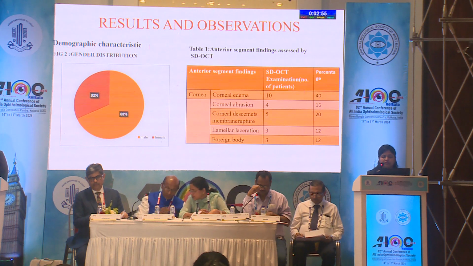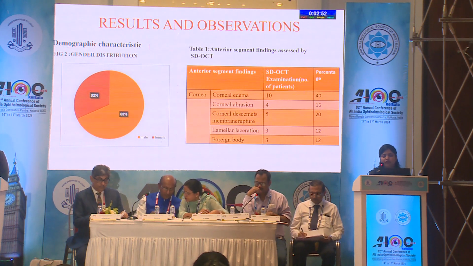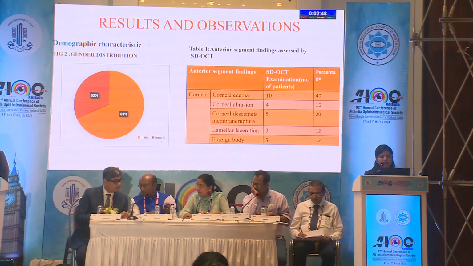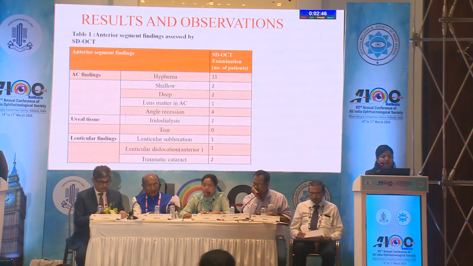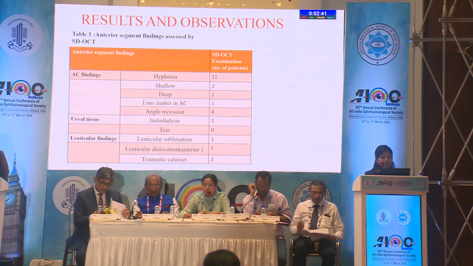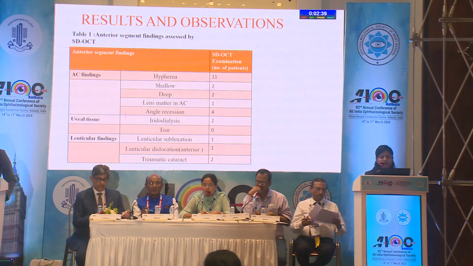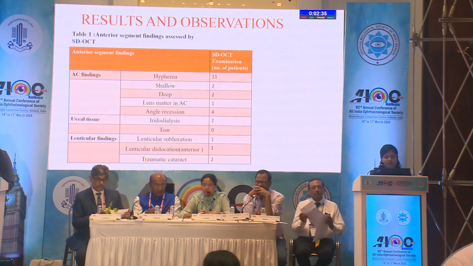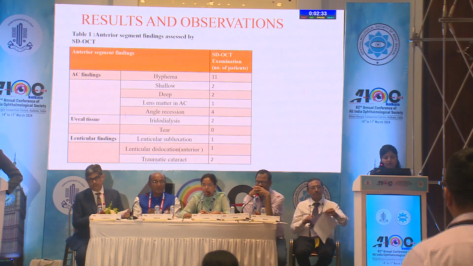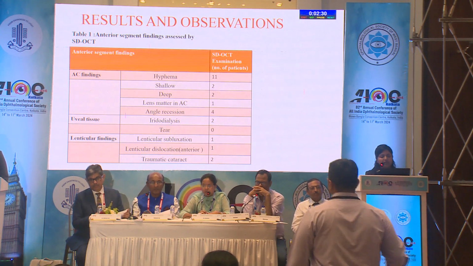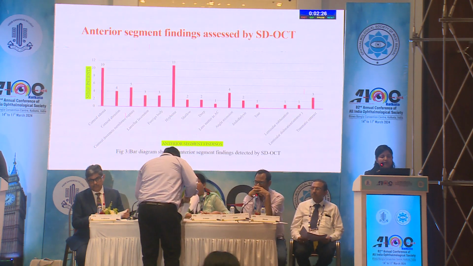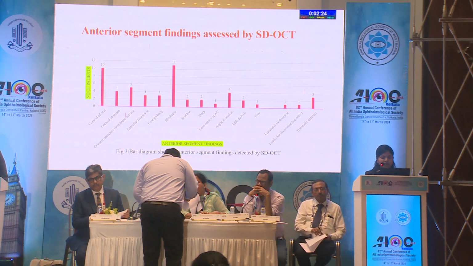Coming to anterior segment findings, in corneal findings, corneal edema had the highest incidence, followed by corneal Descemet's membrane rupture. In anterior chamber findings, uveal tissue and lenticular findings are tabulated here. Hyphema, 11 patients had hyphema, and then angle recession and iridodialysis. Four patients had angle recession and 2 patients had iridodialysis. This is the bar diagram showing the same data.